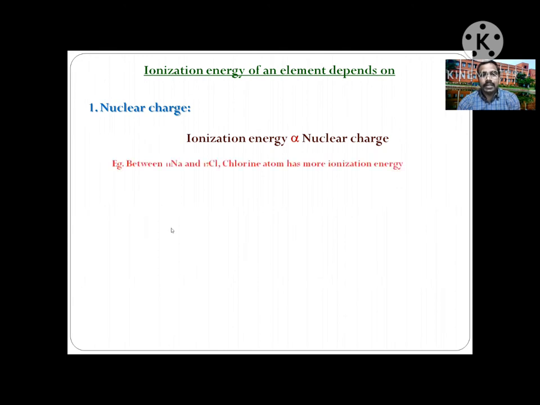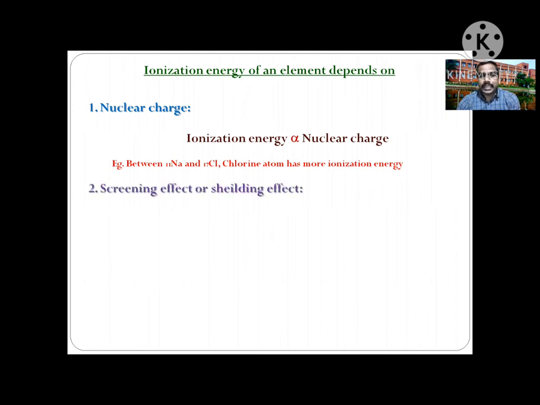For example, sodium's first ionization energy is very much less than chlorine's. Both belong to the same period, the third period in the periodic table, but the sodium atom consists of 11 units of positive charge, and chlorine consists of 17 units. So the nuclear charge increased from 11 to 17, which makes chlorine's ionization energy very much greater than sodium's ionization energy.